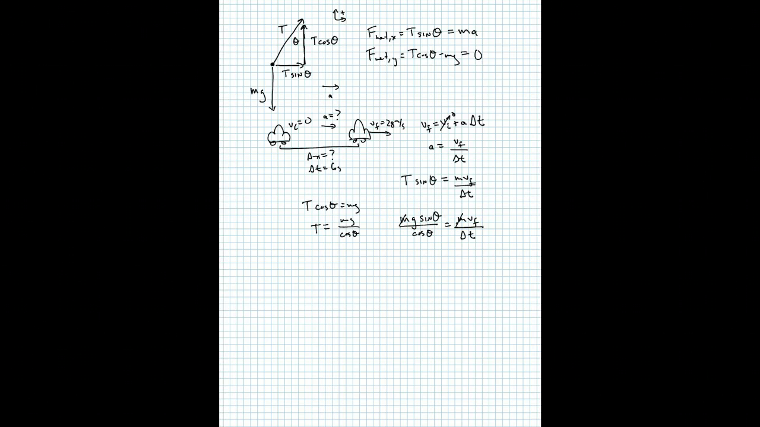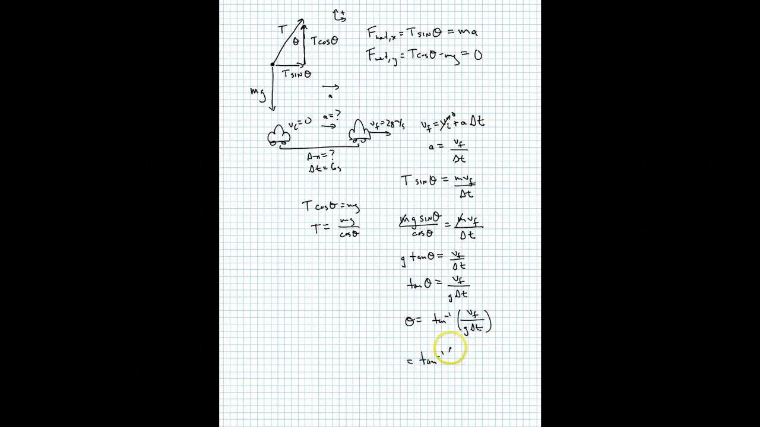So this means that the angle at which the fuzzy dice hang is independent of what the mass of the fuzzy dice is, which is kind of an interesting scenario. Simplify that to tangent. So g tan theta is Vf over delta t. Tan theta is therefore Vf over g delta t. And theta is the inverse tangent of Vf over g times delta t.